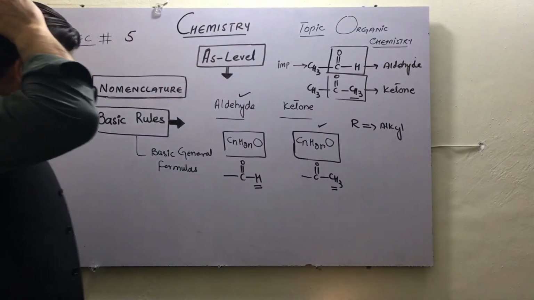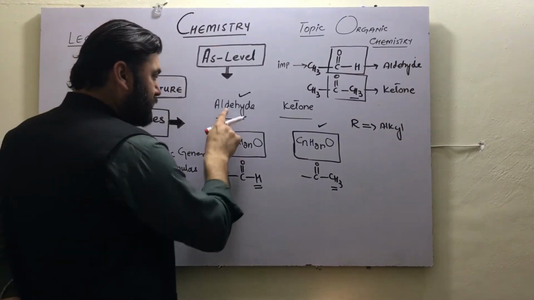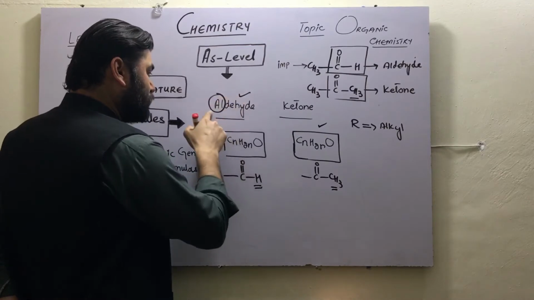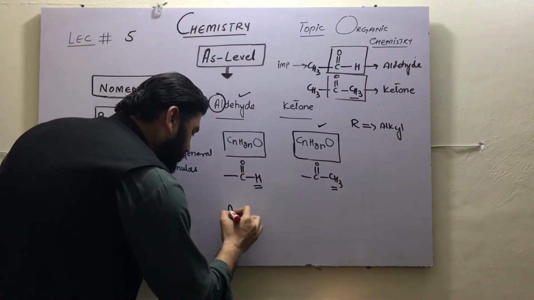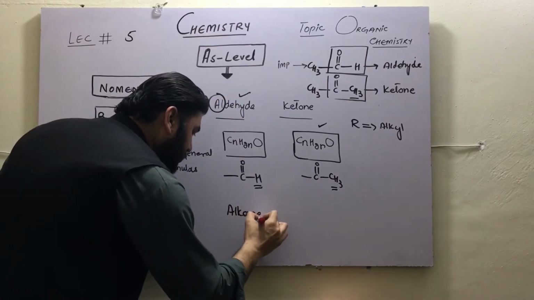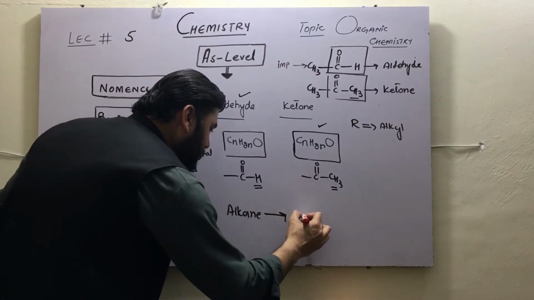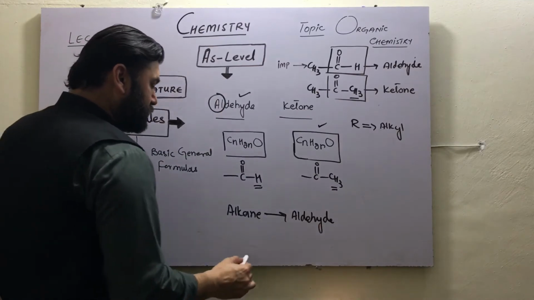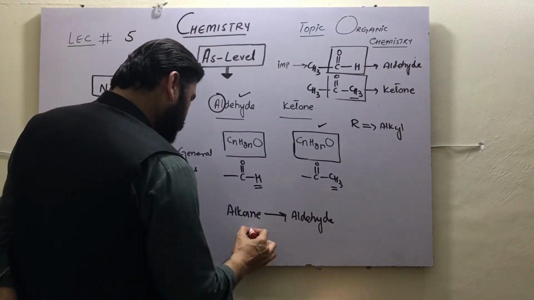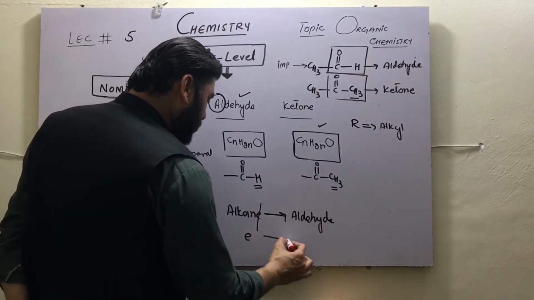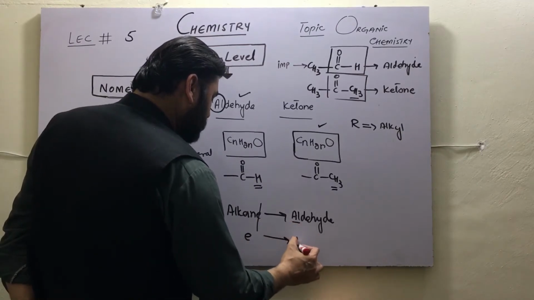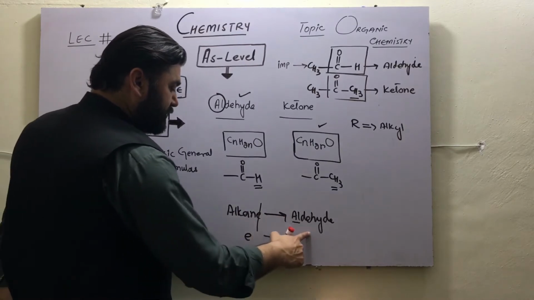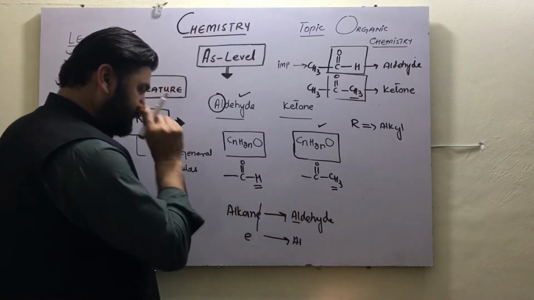One thing more. Whenever we assign a name to any aldehyde, we will add "al" of aldehyde, like when alkane is converted into aldehyde. We just remove the E and add "al". Like methane, methanal, ethane, ethanal, propane, propanal, whatsoever it will be.